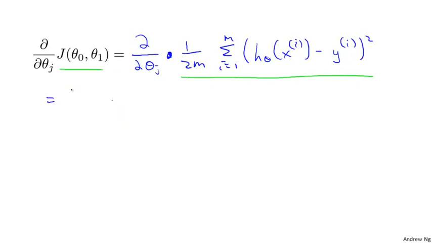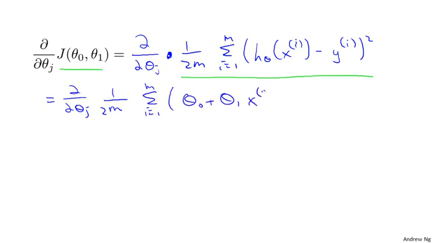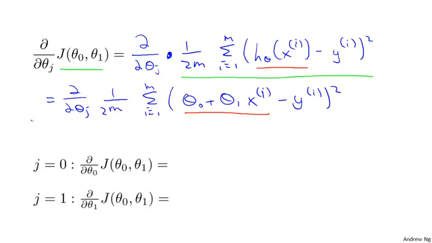And simplifying a little bit more, this turns out to be equal to this, sum from i equals 1 through m of (theta 0 plus theta 1 x^i minus y^i) squared. And all I did there was take the definition for my hypothesis and plug it in there. And it turns out we need to figure out what this partial derivative is for two cases, for j equals 0 and for j equals 1. So we want to figure out what this partial derivative is for both the theta 0 case and the theta 1 case. And I'm just going to write out the answers.